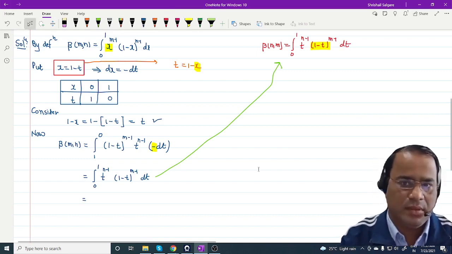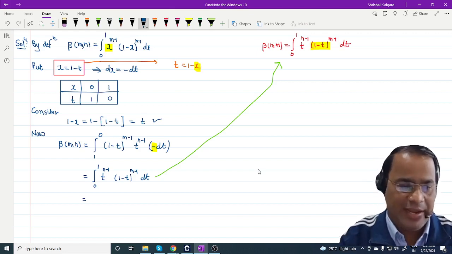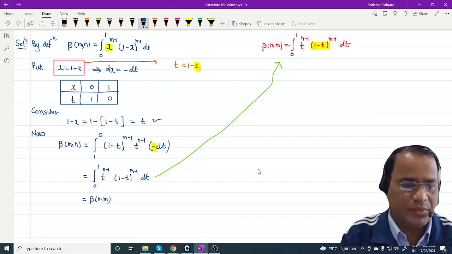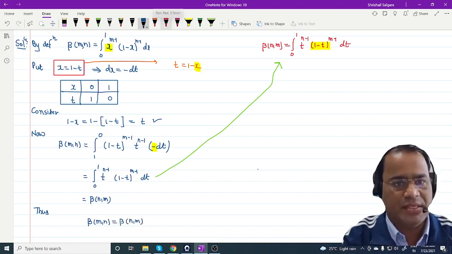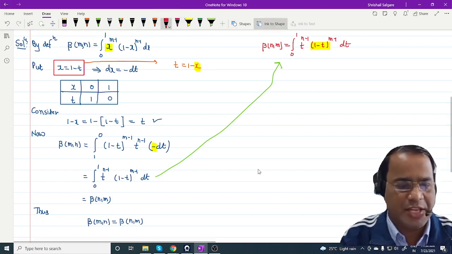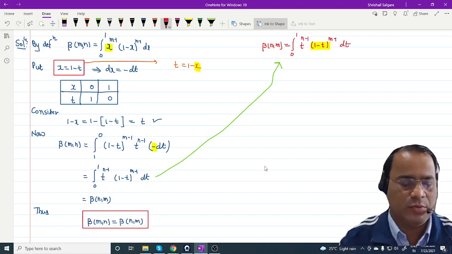Beta of m and n. Beta of n and m. Okay, it is beta of n and m. So thus the first property is beta of m,n is equal to beta of n,m. That means as per your convenience, you can change the roles. Beta of m,n is equal to beta of n,m.